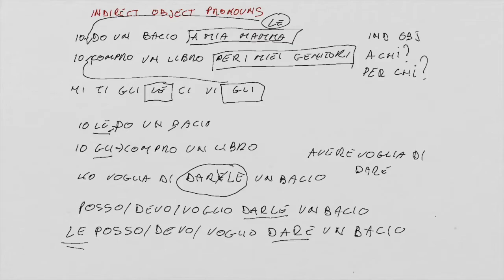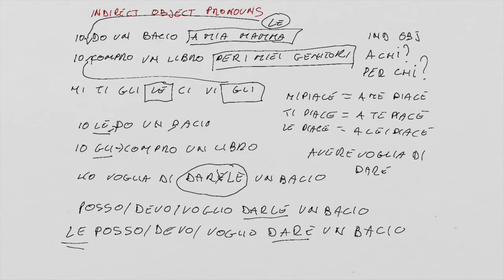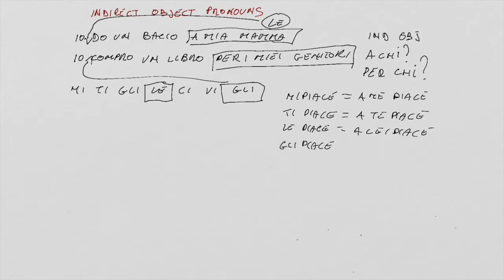As I said before, the indirect object pronouns are those pronouns that you use with the verb piacere. Exactly the same. Now, with the verb piacere, you know that you can say mi piace, or you can even say a me piace. So you can use the form of the indirect object pronoun mi, or the equivalent a me. You can use ti piace, or you can use a te piace. And then the same thing you can do with le, equal to a lei. So le piace or a lei piace. Gli piace or a lui piace.